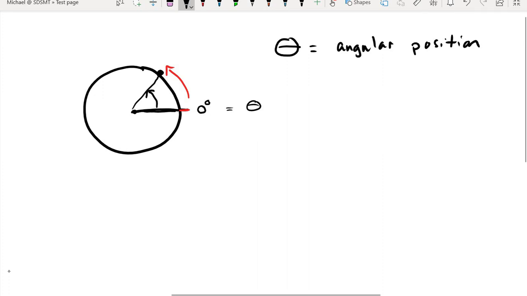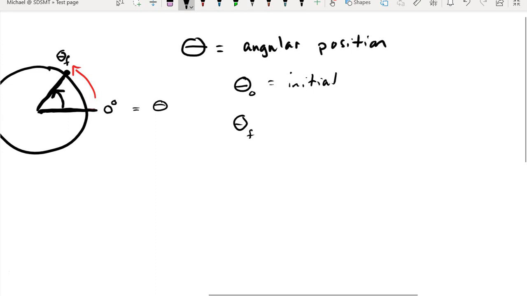So we're starting here at 0, and we're going to displace through our angular values until we get to some final angular position. And so we're actually going to have subscripts for these. We're going to have our initial angular position, and we'll have a final angular position.